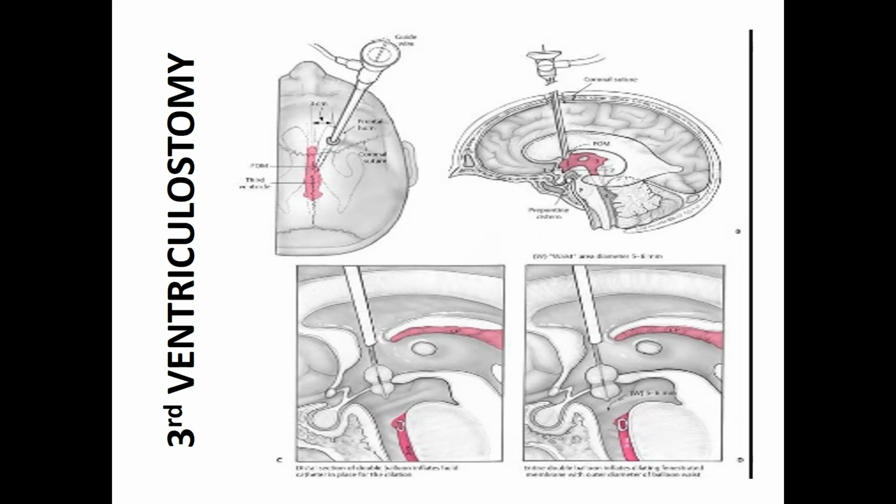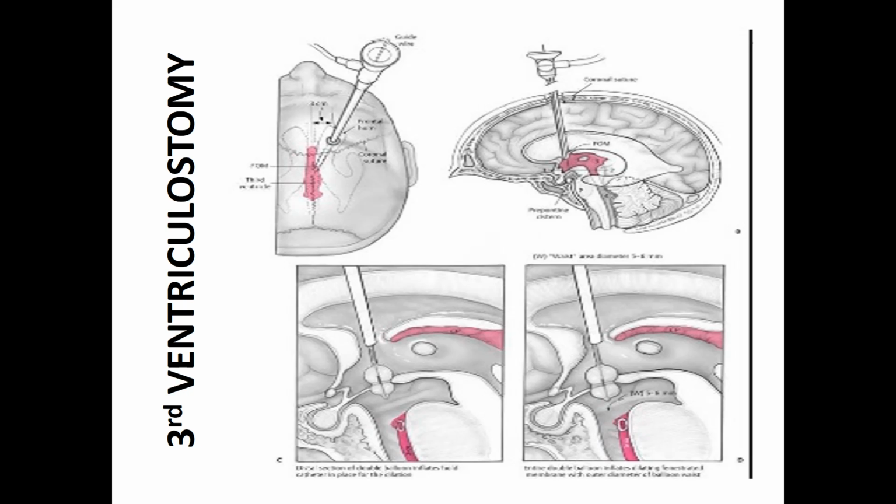Another technique is the minimally invasive technique, which is also called third ventriculostomy. In this technique, we access the lateral ventricles with the help of an endoscope. There is a septum present between the two lateral ventricles, which is called the septum pellucidum. We do a fenestration of the septum pellucidum.